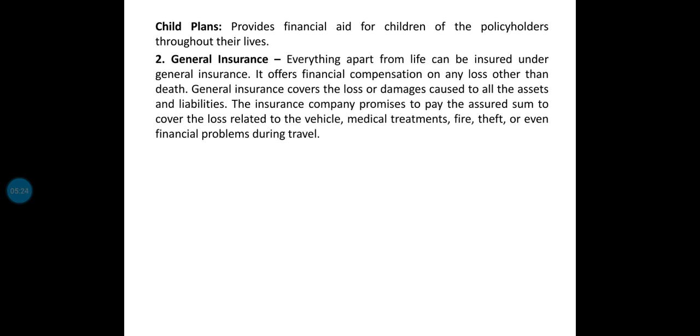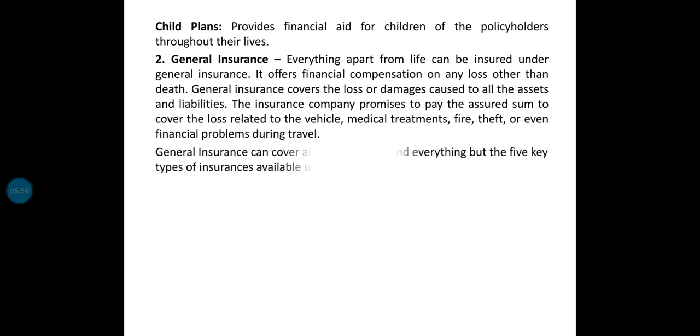The second type is general insurance. Everything apart from life can be insured under general insurance because it offers financial compensation on any loss other than death. So it covers the loss or damage caused to all assets and liabilities. The insurance company promises to pay the insured sum to cover the loss related to vehicles, medical treatment, fire, theft, even financial problems during travel.